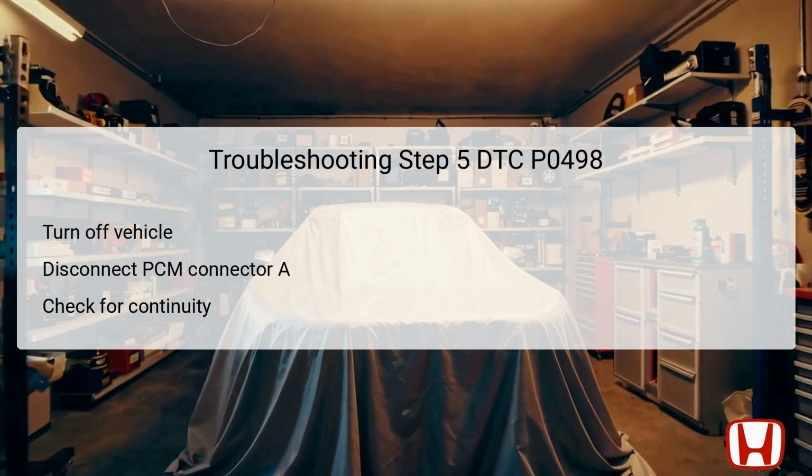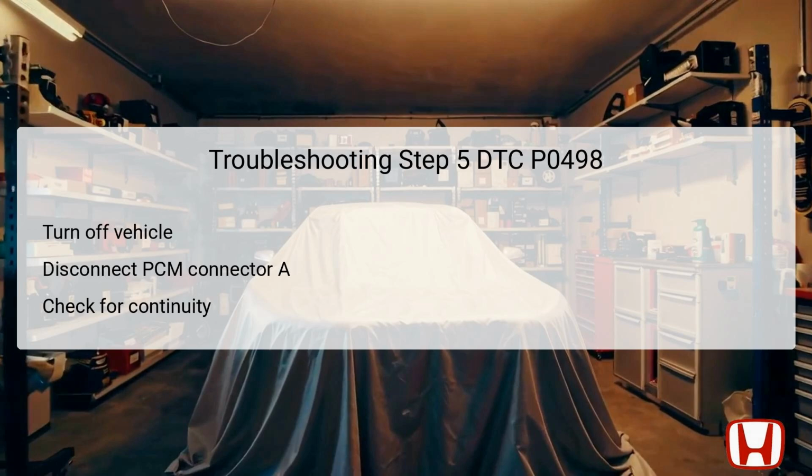After this disconnection, you need to check for continuity between the specified test points, PCM connector A, terminal 15, and a body ground. This step will reveal if continuity exists in the VSS line. If continuity is present, this indicates the wiring is intact, and you can move on to the following troubleshooting step.